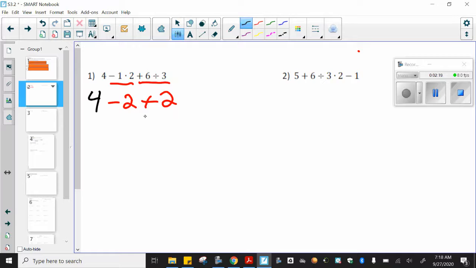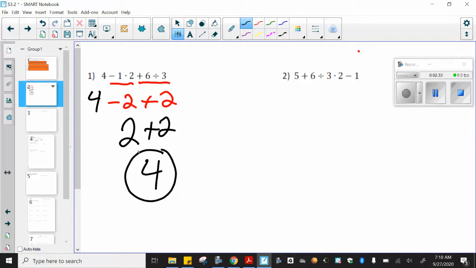All right. No parentheses, no exponents, no multiplication, division. Now I'm just going to add and subtract, going left to right. 4 minus 2 is 2. 2 plus 2 makes 4. So our answer to our first one is 4. All right, let's do the next one.